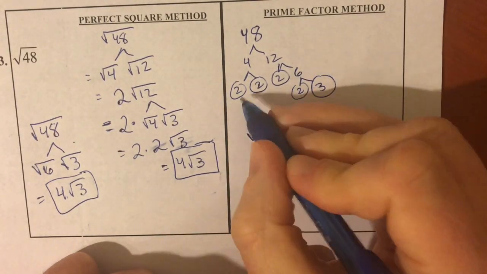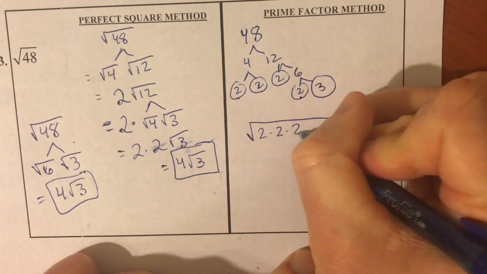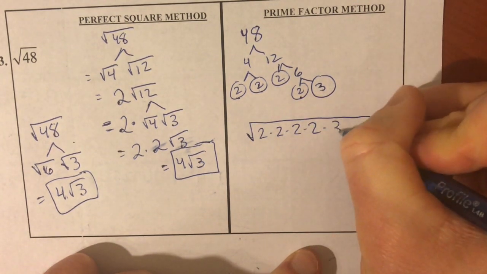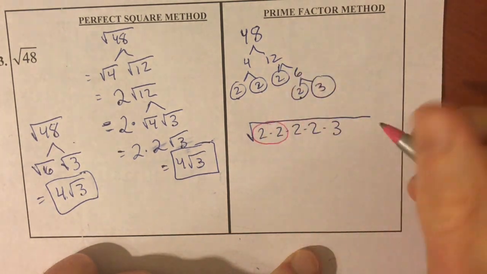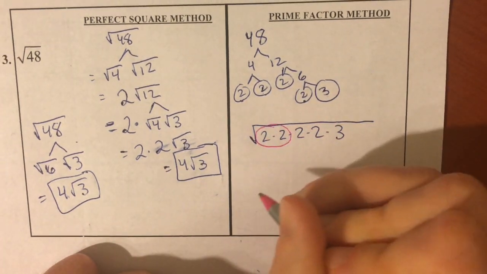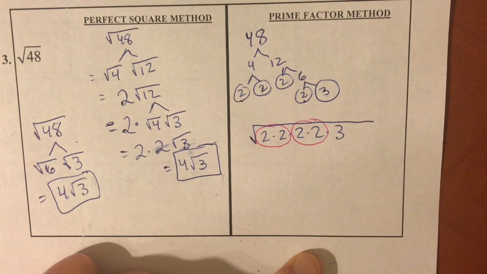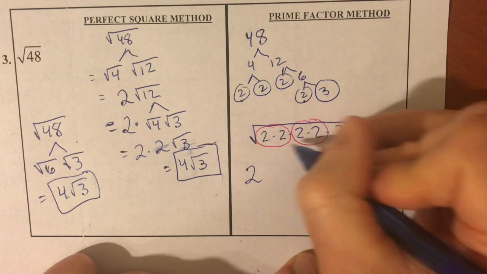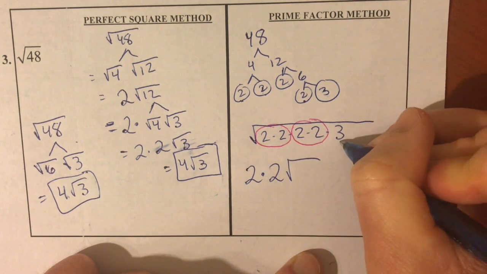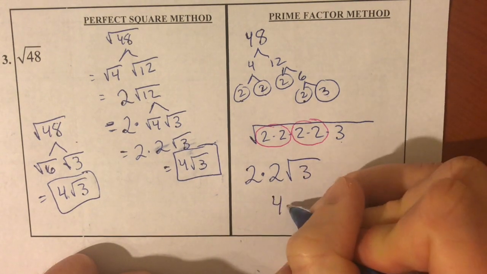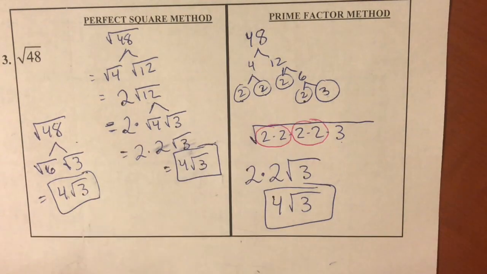Here's root 48. 2, 2, 2, 2, and 1 3 left over. Anything that appears twice, you get to take out one of those things. And I get to make 2 groups of 2. So I get to take out 1 2 on the outside and another 2 on the outside. And there's a 3 left over. 2 times 2 on the outside, 4 root 3. Either way.